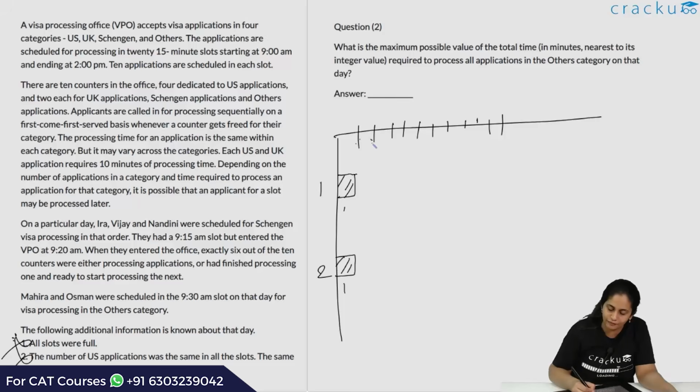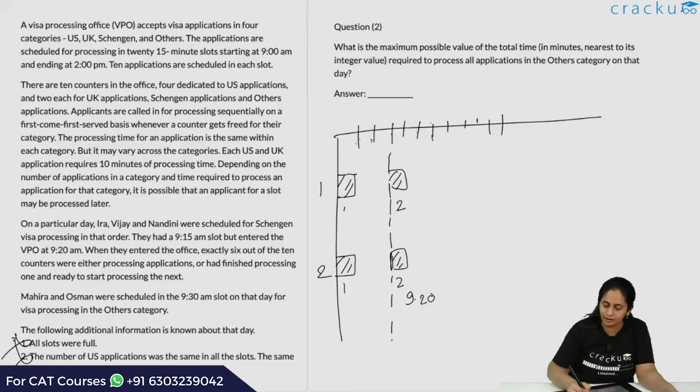So till 9:05, 9:10, till 9:15 they are doing nothing. At 9:15 they get 2 more applications. By 9:20 they are done. This is from the second slot. This is also from the second slot. So this is done by 9:20. They are free again. So 9:25, 9:30 they are doing nothing. At 9:30 again they get the third slot's applications. They finish that by 9:35. So this is the third application. This is done by 9:35. This is also done by 9:35. So again at 9:35 they are free.